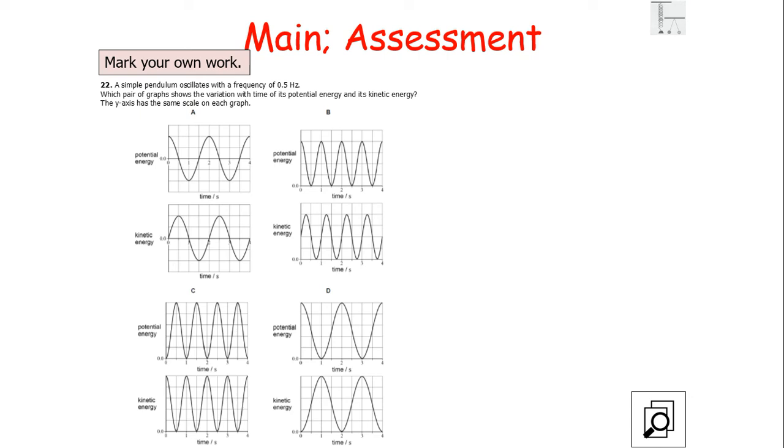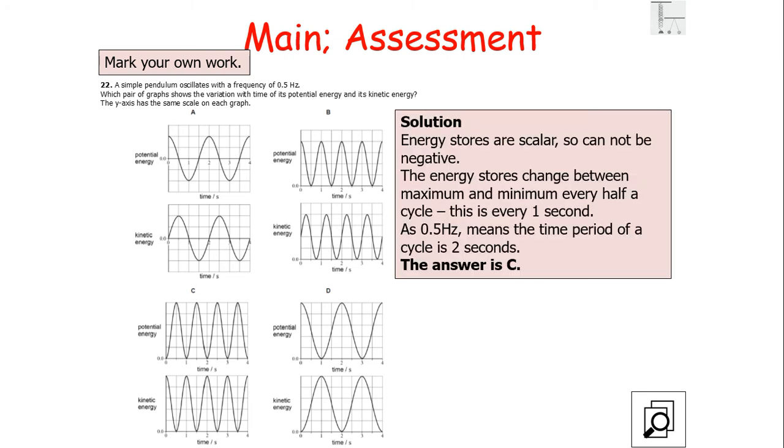Now, in question 22, a simple pendulum oscillates with a frequency of 0.5 Hz. Which pair of graphs shows the variation with time of its potential energy and its kinetic energy? Right, firstly, remember, energy is a scalar, so you can never have a negative energy. So straight away, any graph which shows a negative energy is always going to be wrong. Now the energy stores change between maximum and minimum every half a cycle, which in this instance is 1 second, because as we know the frequency is 0.5 Hz, the time period, which is 1 over 0.5 Hz, is equal to 2 seconds. So when you look at these particular examples, when do you get kinetic energy and potential energy oscillating between maximum and minimum every 1 second? Well, the answer is C.